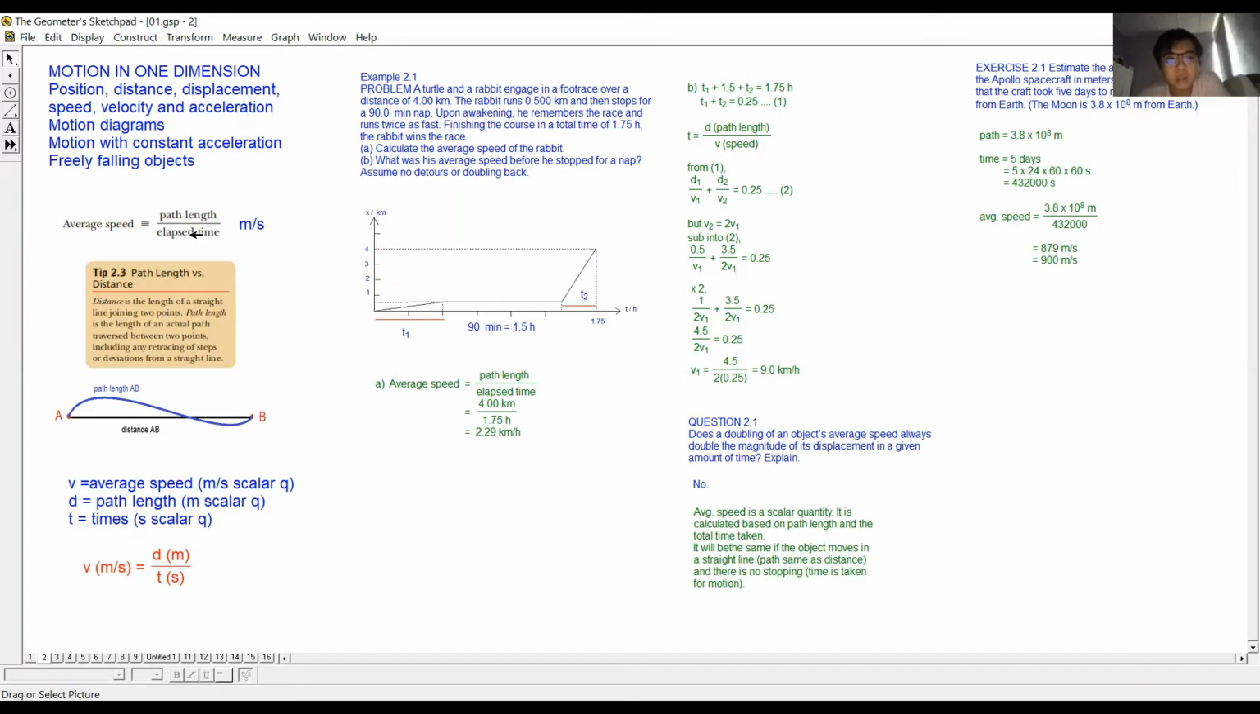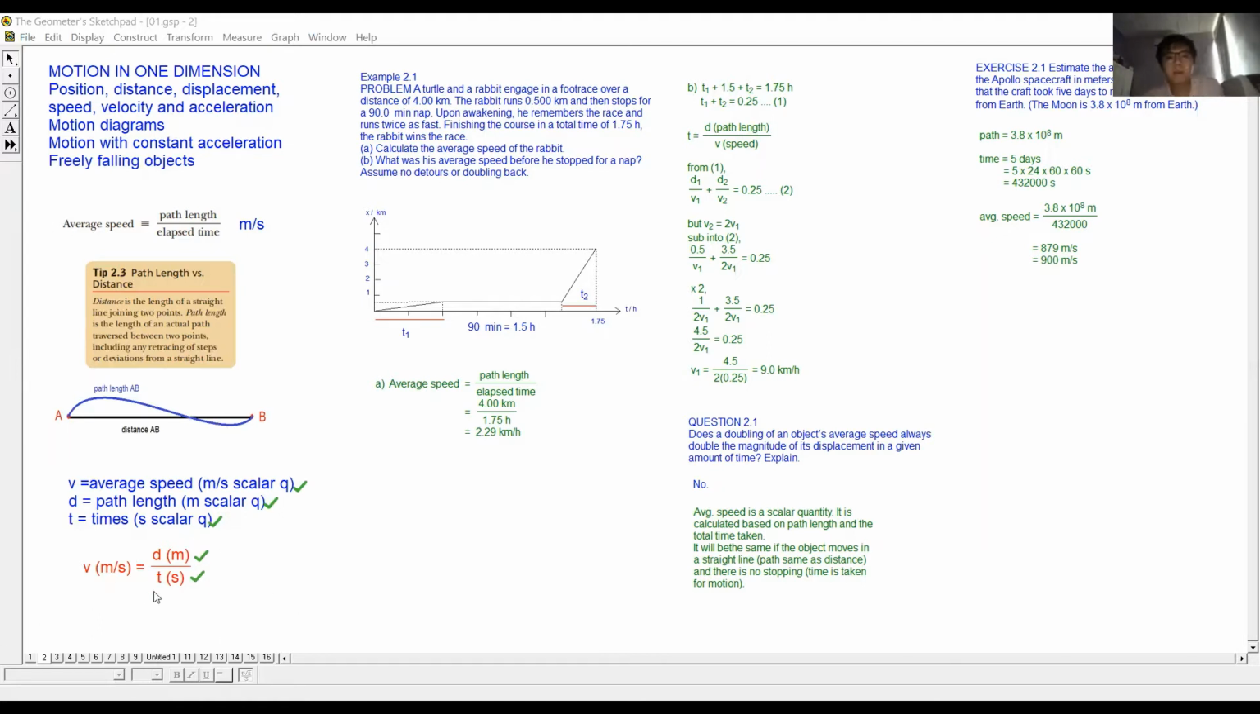Now the definition. Average speed is what we were talking about earlier. Average speed is the path length divided by the time elapsed. So average speed is in meter per second. The path length is in meter, the time is in second.